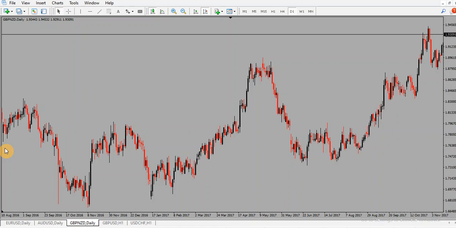So as you can see, I'm looking at GBPNZD. I'm on a daily time frame. So today's topic, I'm going to be teaching you how to draw a trend line accurately. So trend line trading or trend line accurately. So how do we combine what we know from the knowledge to what we are going to do?